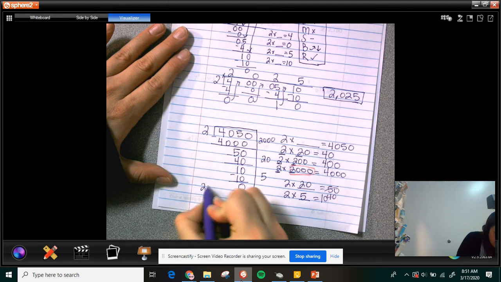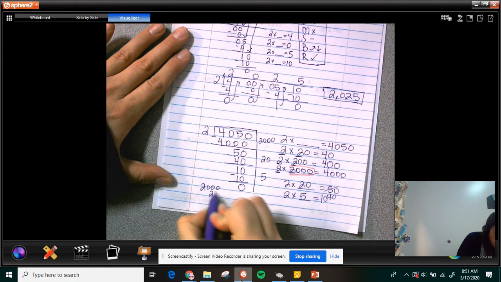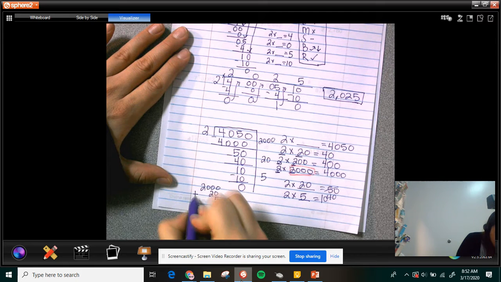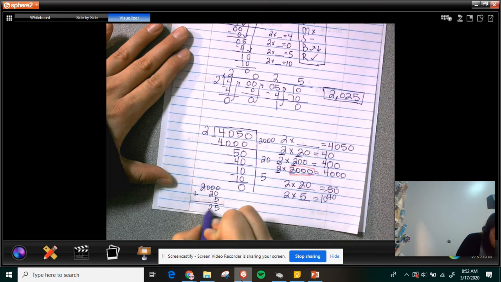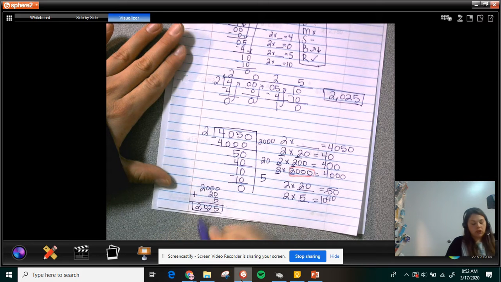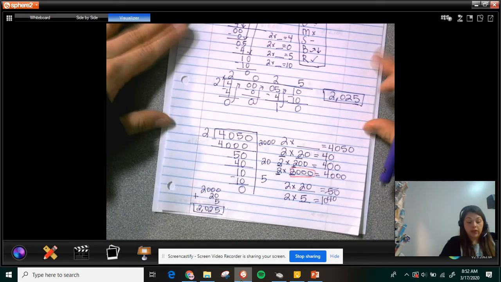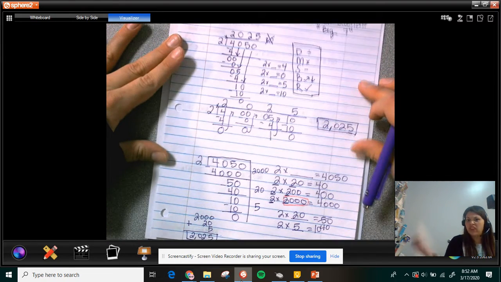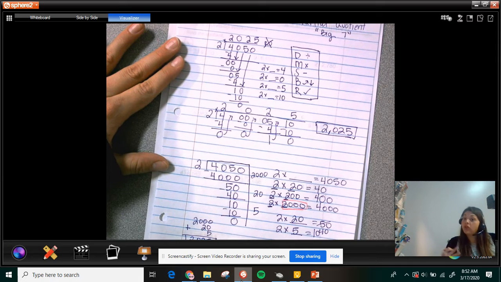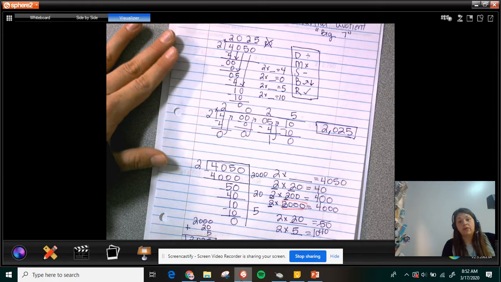So I'm going to line up this problem, and I always line it up by place value. And when I add it together, my final answer is going to be 2,025. So you can go ahead and choose what strategy you want to use for this worksheet or for this week of division. And you can try different ones and see which one works best for you.